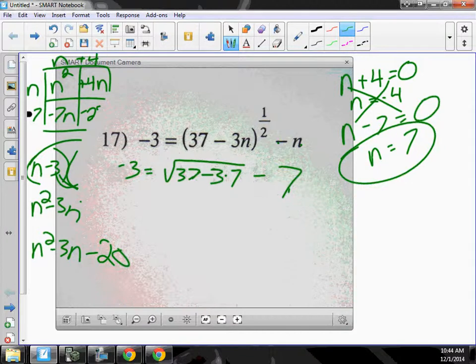18 and 20 is something you don't need to know until next year. So cross off 18 and 20, but you do need to do 19. All right? Good luck.